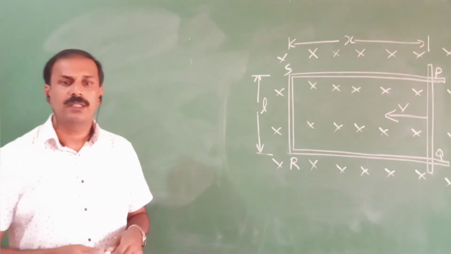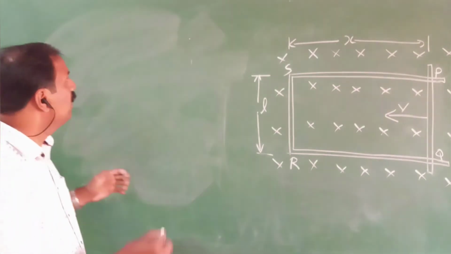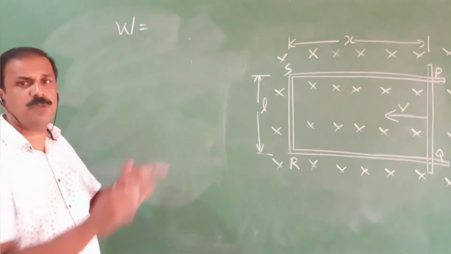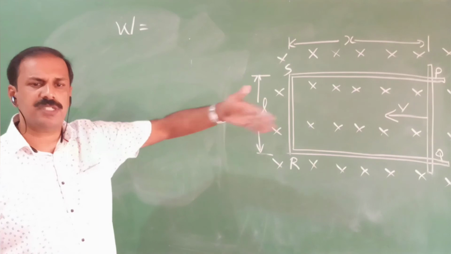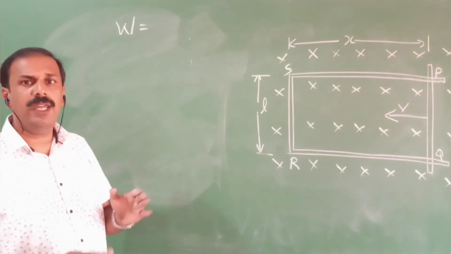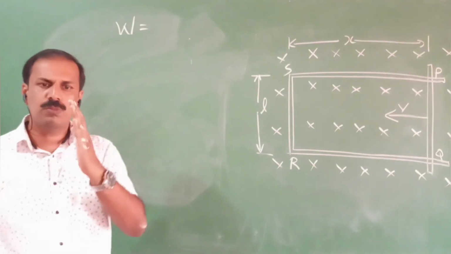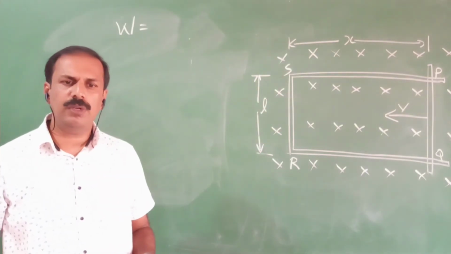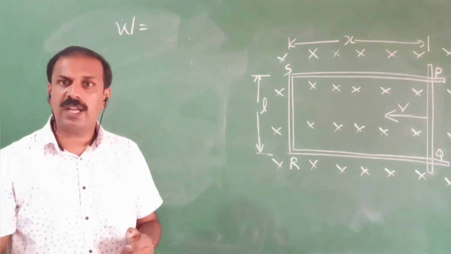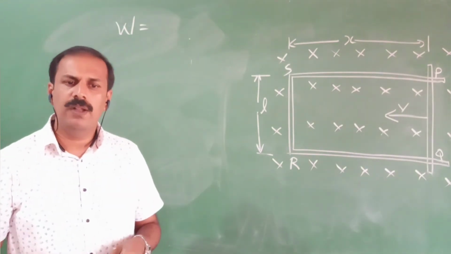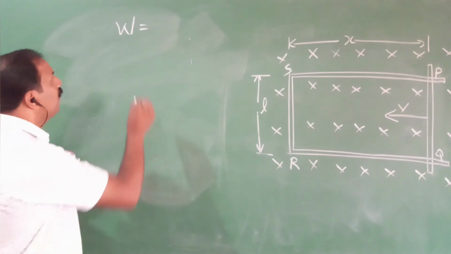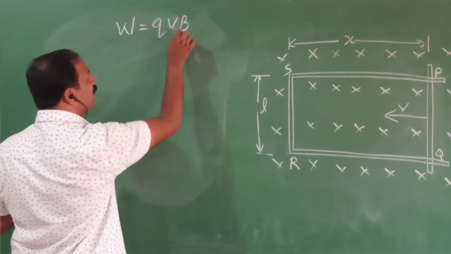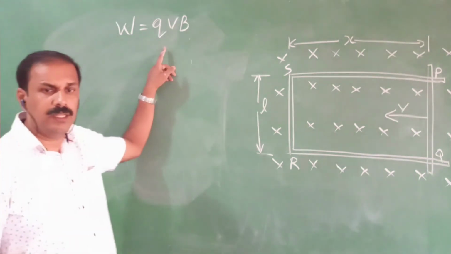You consider the work done. Normally in 11th standard you study what is work done. Work done is equal to force into displacement, or force into the distance traveled. We will take it as displacement itself. So when a conductor is moving in a magnetic field, what will be the force acting on it? You have to take what is the charge in the conductor. That conductor will be having some charge Q, so the force is given by QVB.